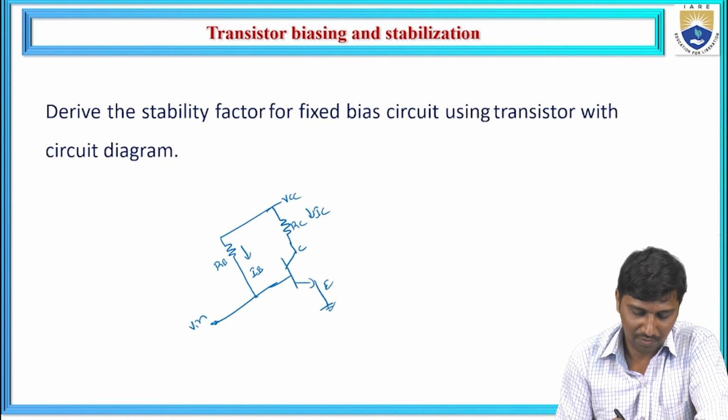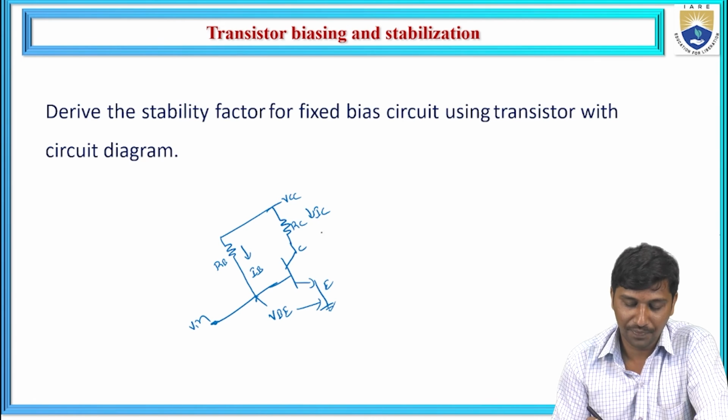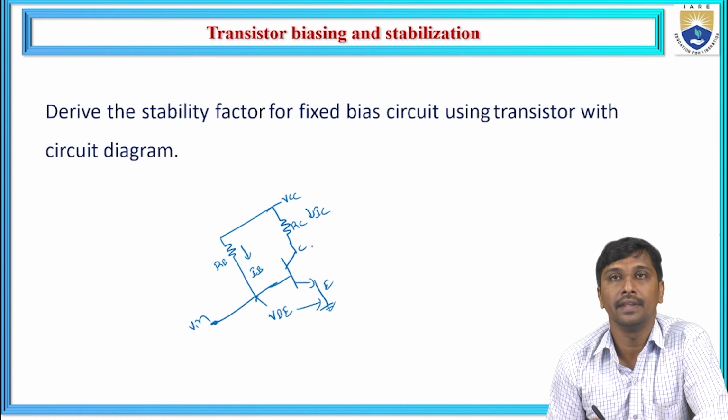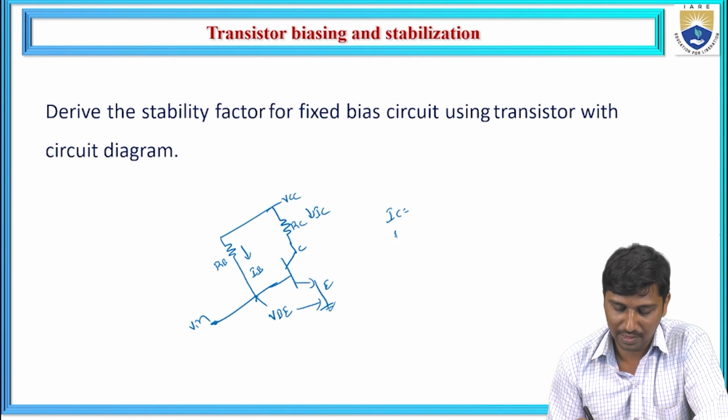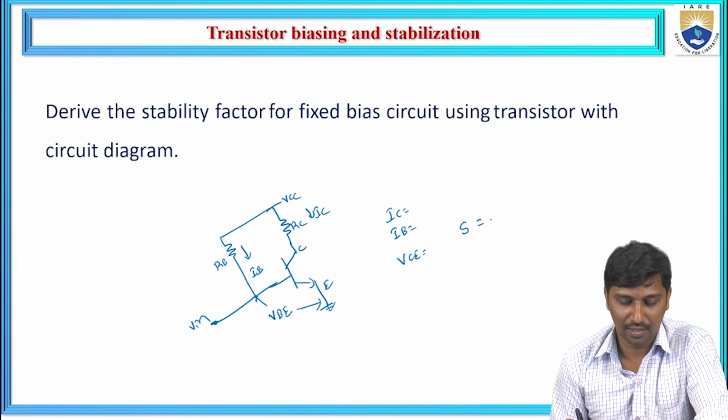And here we need to apply KVL. And this potential drop is VBE. So draw this one. Then identify the collector current equation, base current equation, and the VCE parameter here. Then identify the stability factor.